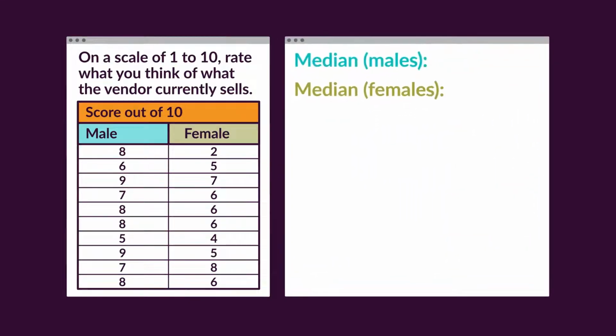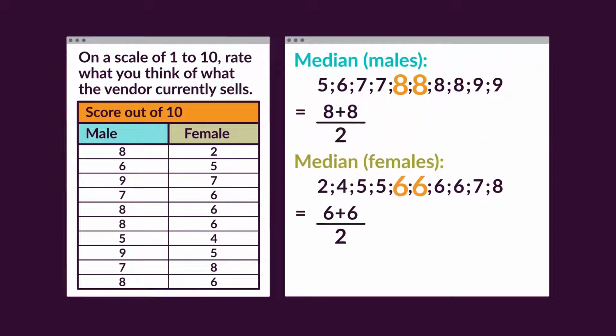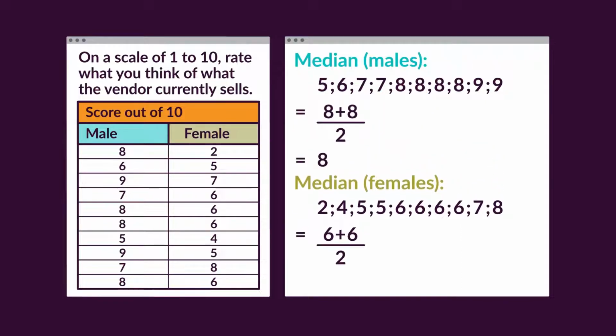On to the median, for which we first arrange the data points from smallest to largest, and then find the middle number. If you have an even number of data points and end up with two middle numbers, the mean of these numbers is the median. So 8 for the males and 6 for the females.